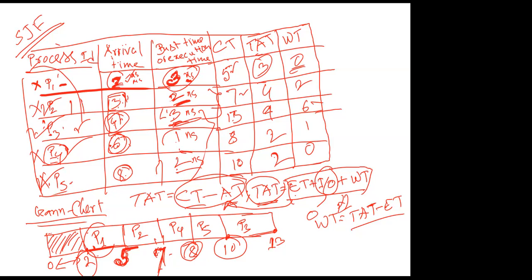Now let's calculate another property. It's called the schedule length. Let's calculate the schedule length. Schedule length is nothing but, here we are currently talking about a total of 5 processes.